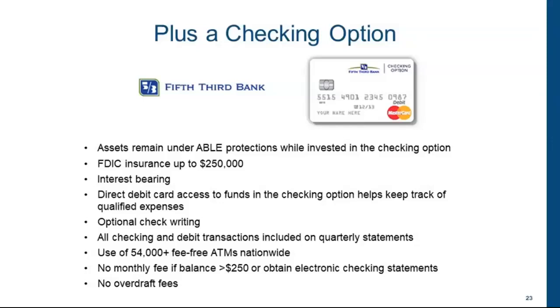It actually has FDIC insurance up to $250,000. Which, just as a reminder, ABLE accounts can't have $250,000 in them. It is an interest-bearing checking account. Again, it has the debit card with the optional check writing. And the great thing about it is, Fifth Third, it is done a little bit side by side with the investment program, but your quarterly statements is going to include all of your transactions, so you don't have to try to keep track of the transactions on that, separate from maybe your investment options that if you're investing for the long term as well as doing transactions.